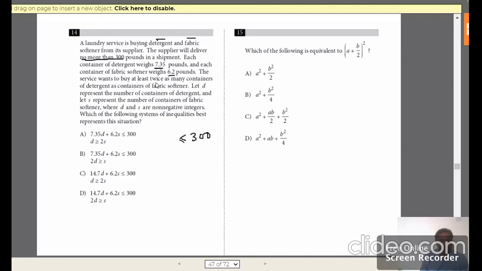The service wants to buy at least twice. So this is your main thing, at least twice. At least twice means twice, and at least is nothing but greater than or equal to. Just keep it in mind.